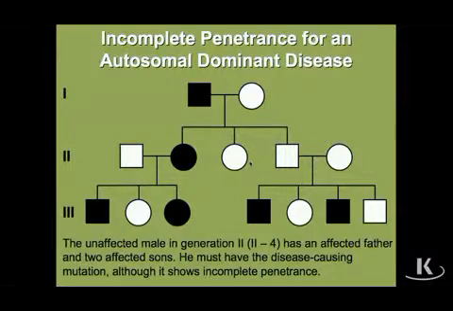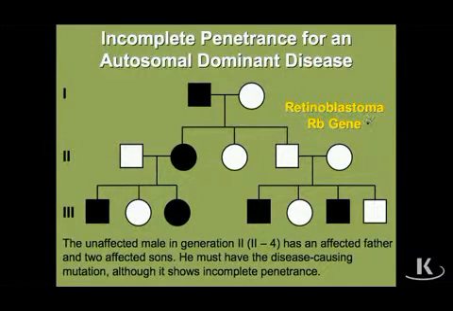Here's the example of the pedigree in your book showing an example of incomplete penetrance for an autosomal dominant disease. I like to use inherited retinoblastoma as an example that fits this pedigree. Inherited retinoblastoma is cancer of the developing retina. It's caused by inherited mutations in the RB gene. The RB gene is a tumor suppressor gene. Now, inherited retinoblastoma is inherited in an autosomal dominant fashion. And that is a fact, and I'm telling you that fact.